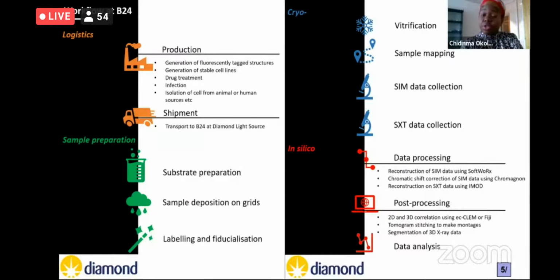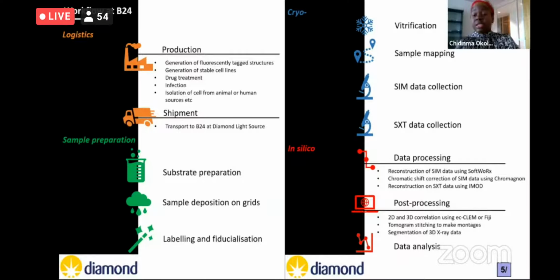After sample preparation, we then go ahead to vitrify these samples, either by plunge freezing or high pressure freezing. Thereafter, we can map them to assess the ice thickness and fluorophore distribution if we are doing SIM. This is followed by data collection at either the Cryo-SIM or the SXT platform. And after, we can reconstruct our raw SIM data.